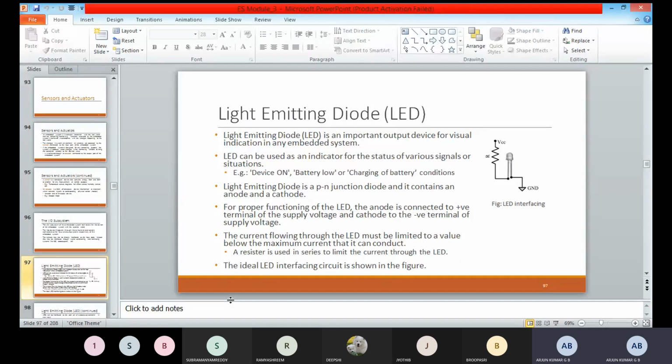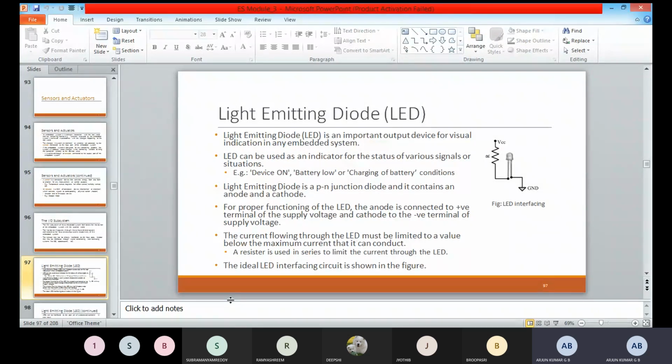there is a series resistance. The resistance will be connected in series with the positive terminal of the diode. That's why the current flowing through the LED must be limited to a value below the maximum current, and a series resistance is connected to the LED devices. Resistance opposes the flow of current, to limit the higher current.